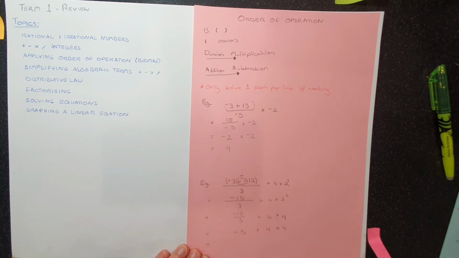Now the next thing I need to look at is again my operators. I have an addition and a multiplication. I have to do the multiplication first because that is more powerful than the addition. So positive 4 multiplied by 4 is going to give me 16. Copy out the rest. And negative 5 plus 16 is going to answer as positive 11.